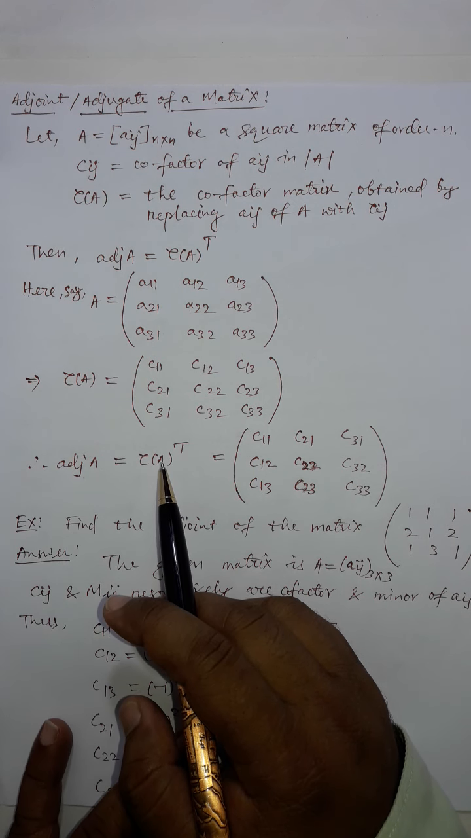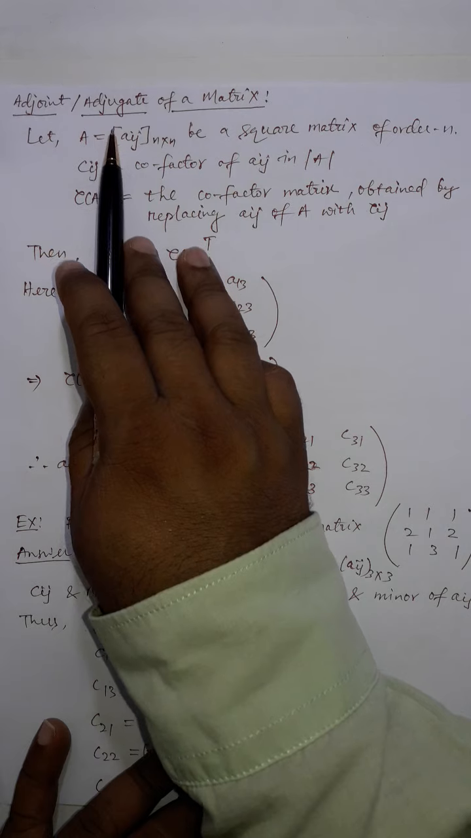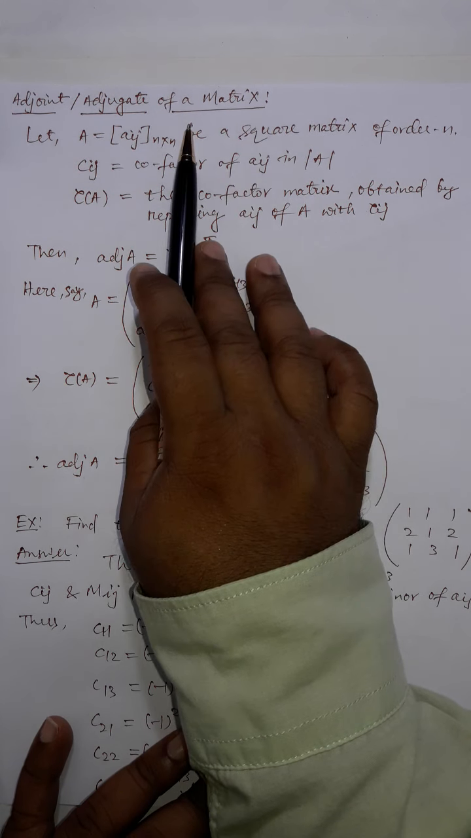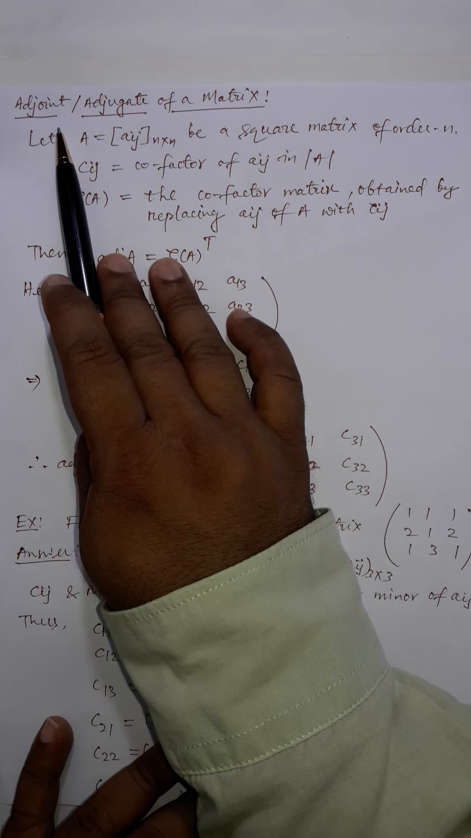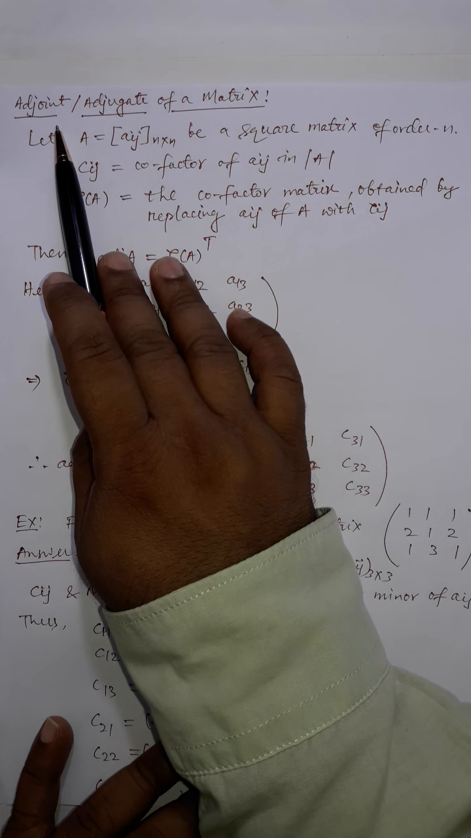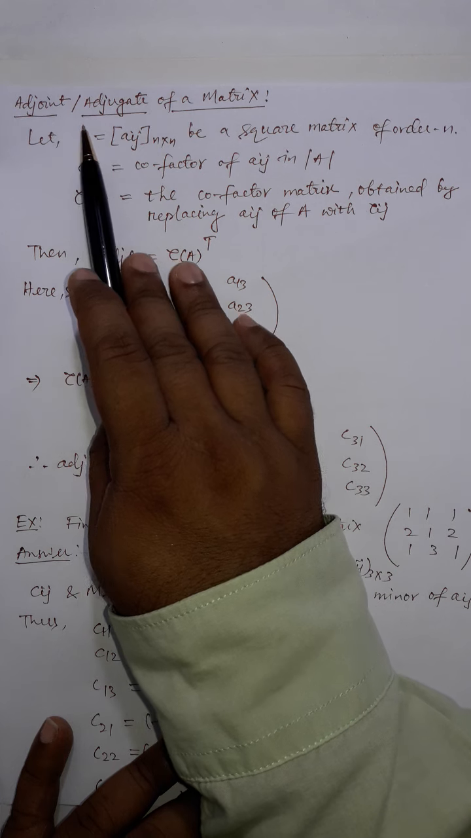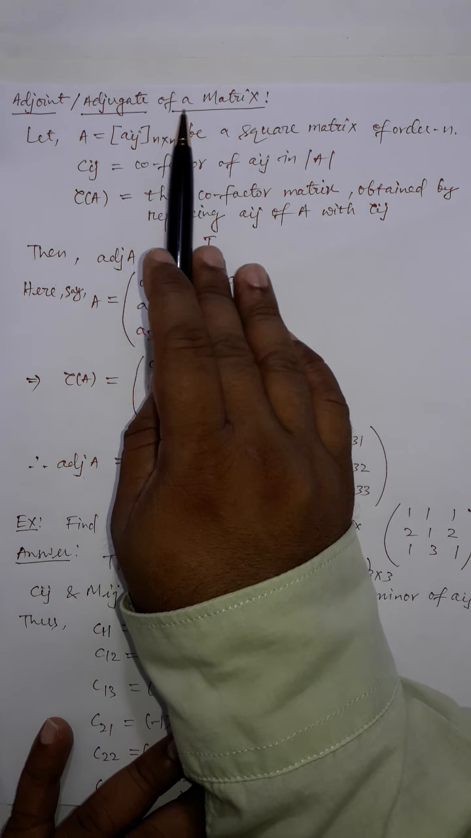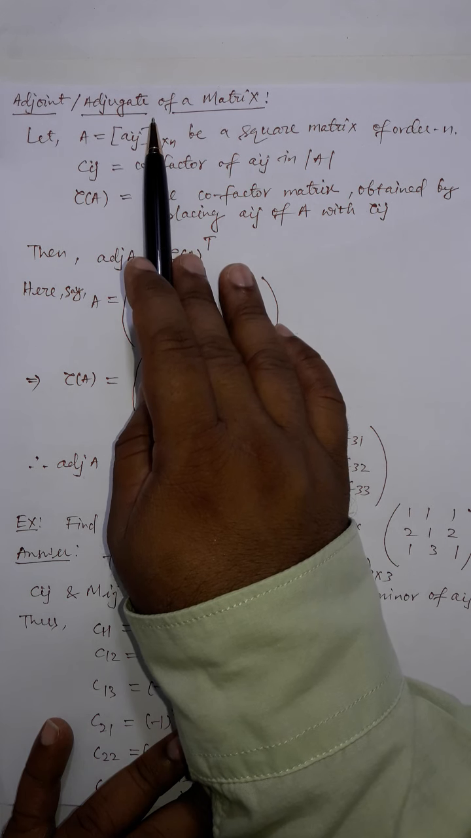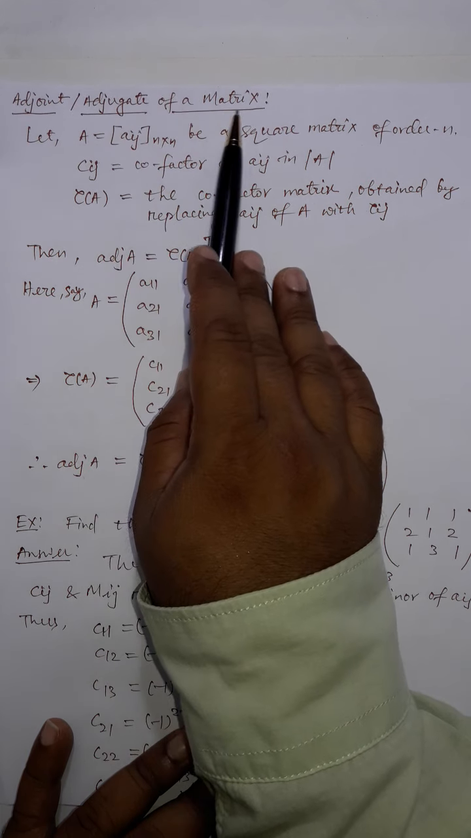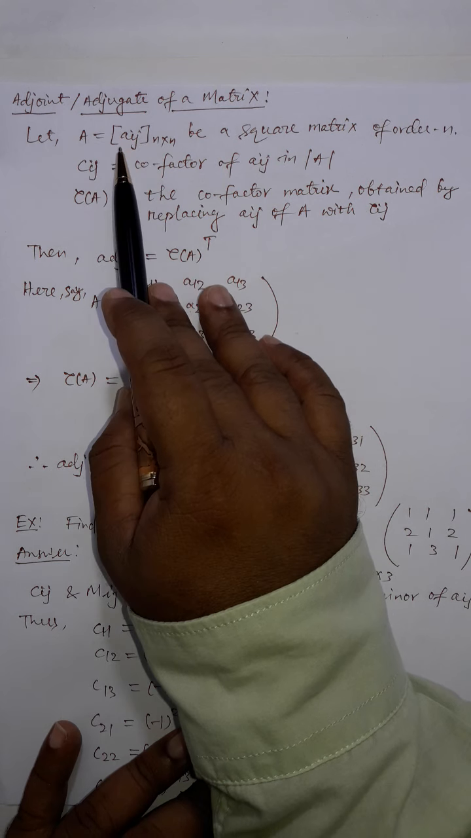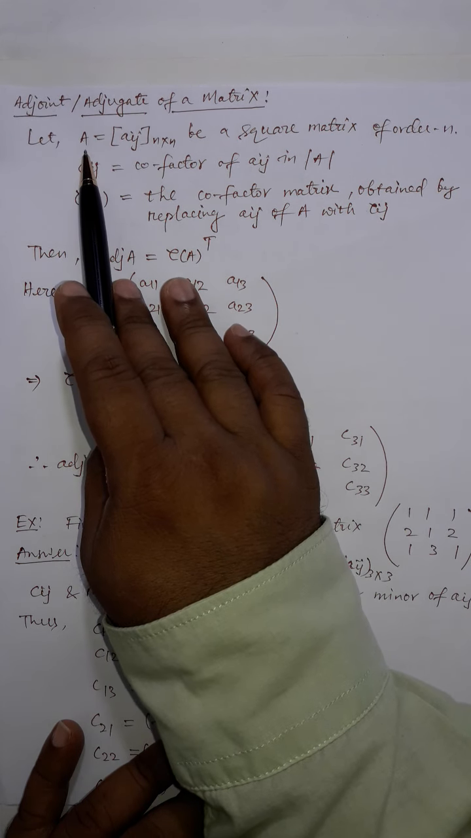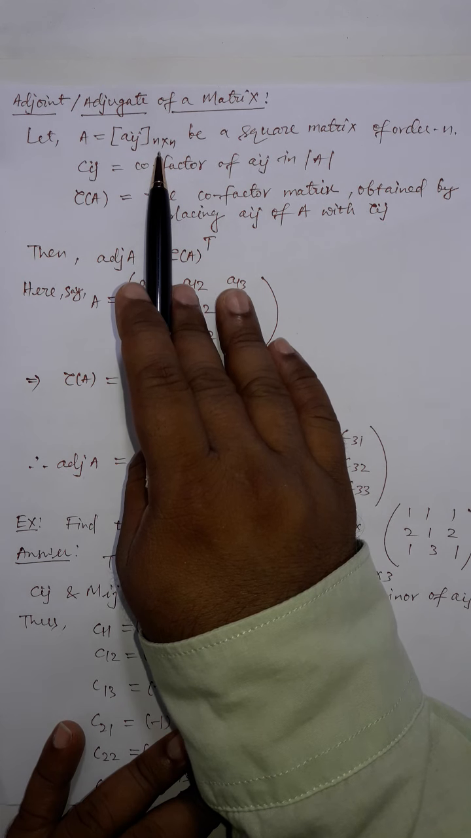Friends, today our topic of discussion is the adjoint or adjugate of a square matrix. In this video we are going to learn the definition of the adjoint of a square matrix, how to find it, and what the different properties of the adjoint of a square matrix are.